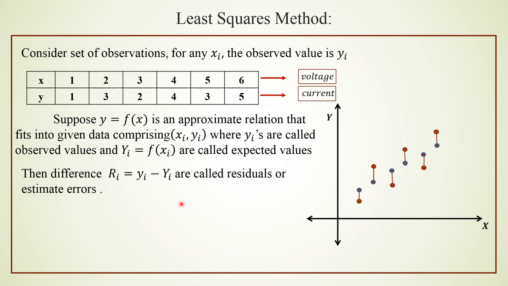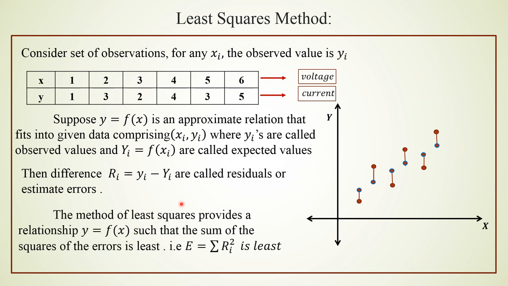So fitting a curve for the given set of observations is nothing but finding a curve y equal to f of x such that the sum of the squares of these errors is least. You need to find a curve y equal to f of x such that the summation of the squares of the residues is least. Such a curve is called the best curve fit for the given set of observations.